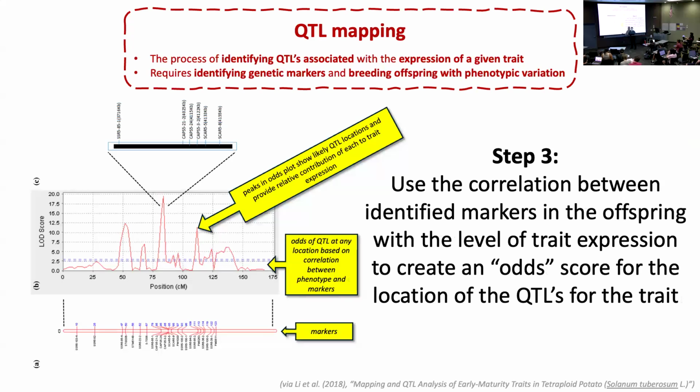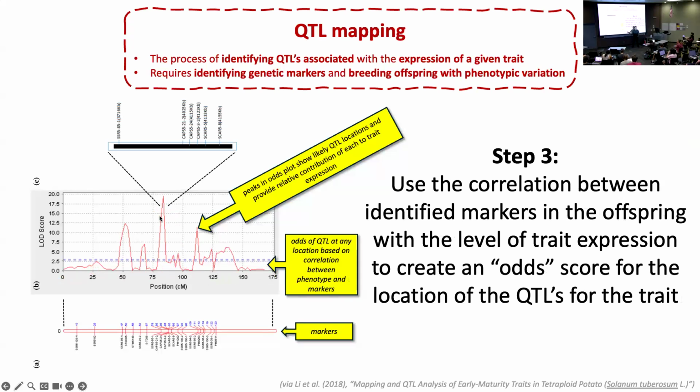And so using that, they can calculate what's known as an odds score, a log odds score. Doesn't matter, just think of it as an odds, and so the higher the number, the more likely it is, the lower the number, the less likely it is. And so on the x-axis here, it's the position across the chromosome. The red is the odds score.